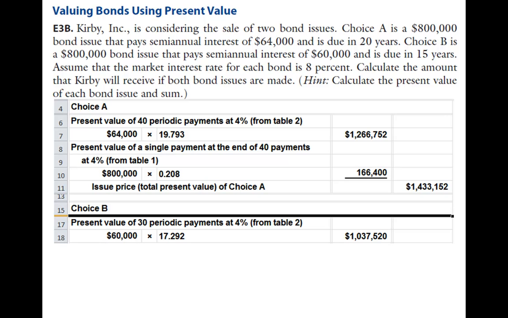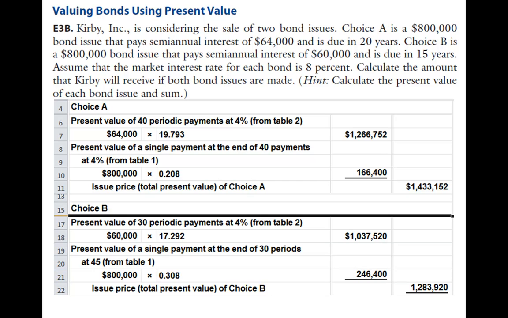Then we look at Choice B, and Choice B is going to be the 30 periodic payments, because 15 years paying twice a year is 30 payments, and then 4%, half of the 8%, because basically they're paying 4% in the first half of the year and the other 4% in the second half of the year. So we take our interest of $60,000 times our factor of 17.292 that we got from the table using the 30 periodic payments and the 4%. Again, that's Table 2 because it's a series of payments.